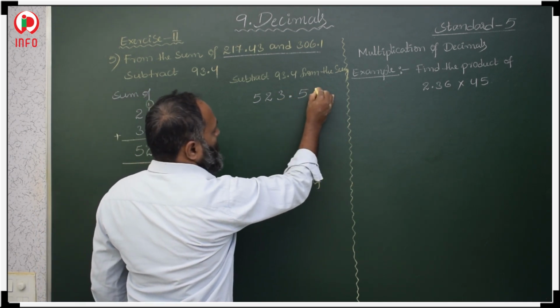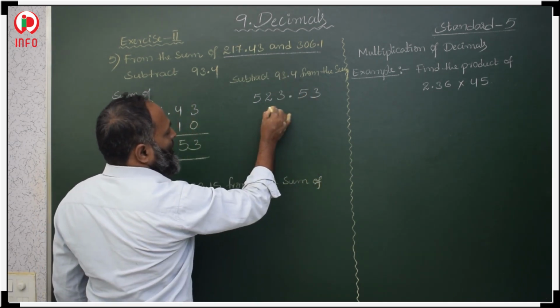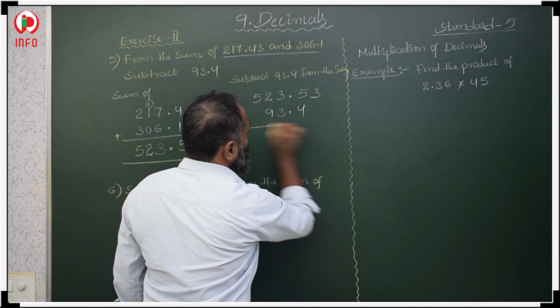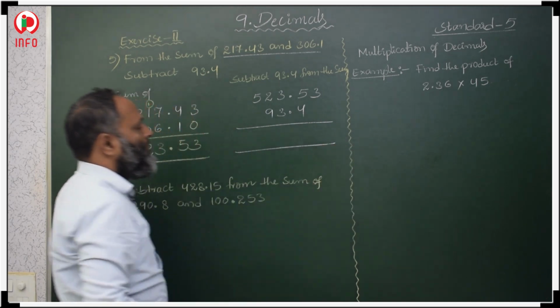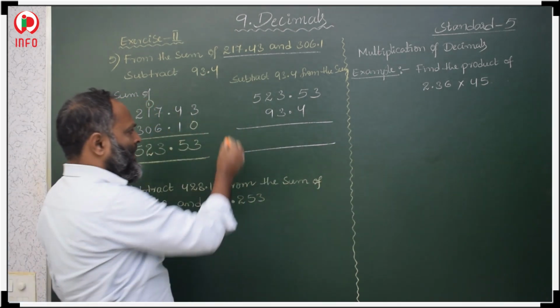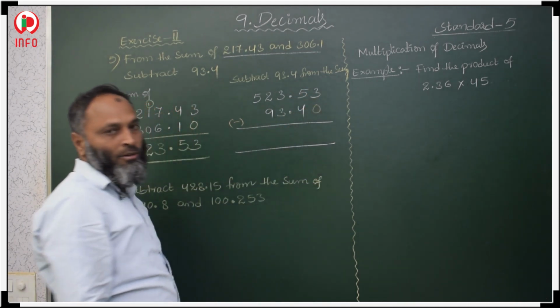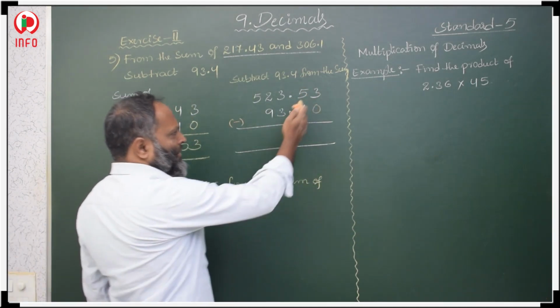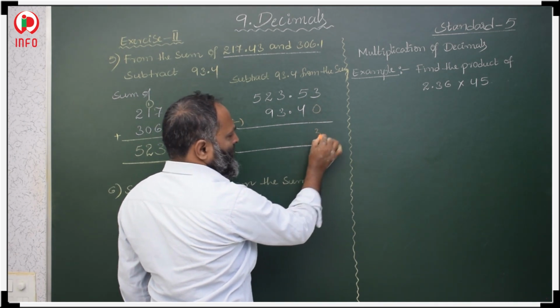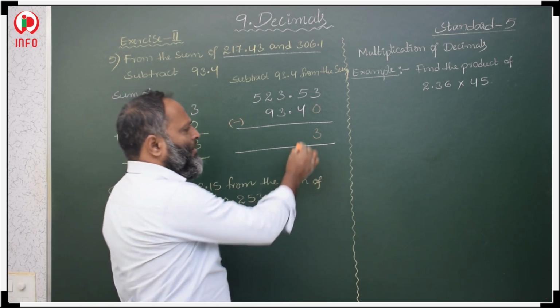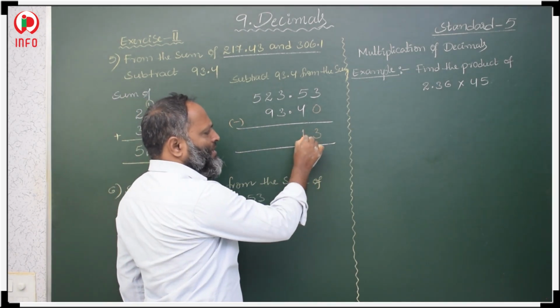523.53. From this 93.4 we should subtract. Subtract minus. There is no hundredths place, means 0. 3 minus 0. Any number minus 0 is the number itself, that is 3. 5 minus 4. The two consecutive numbers difference is 1.